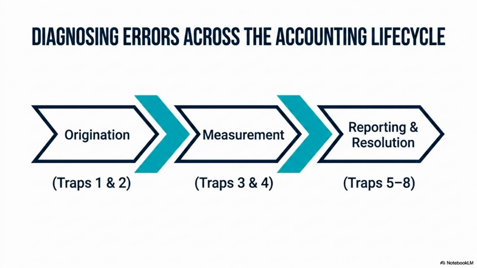Here is how the 8 traps map across the accounting life cycle. Traps 1 and 2 occur at origination, the moment an asset is first recorded. Traps 3 and 4 relate to measurement, how the allowance is calculated and updated. And traps 5 through 8 cover reporting and resolution, everything from acquired assets and off-balance sheet exposures to write-off timing and disclosure errors. We will work through each stage in order.